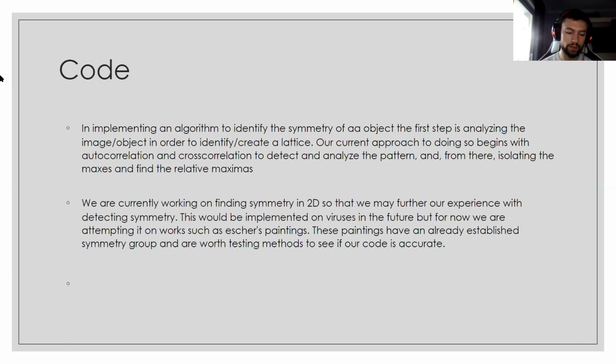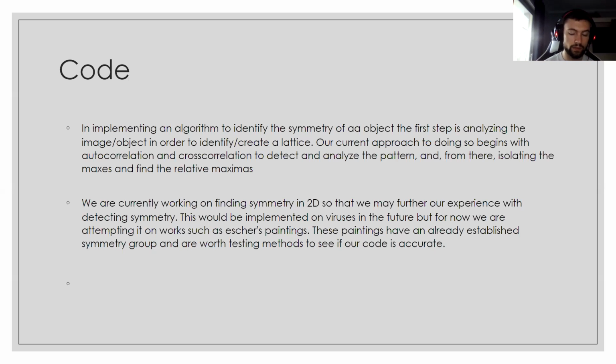For the code, we worked off the previous research study's code for detecting wallpaper groups in art. We were still having trouble detecting the unit cell, and that's what we are currently working on. In implementing an algorithm to identify the symmetry of an object, the first step is analyzing the image or object in order to identify and create a lattice. Our current approach begins with autocorrelation and cross-correlation to detect and analyze the pattern, and from there, isolating the maxes and finding the relative maximas.